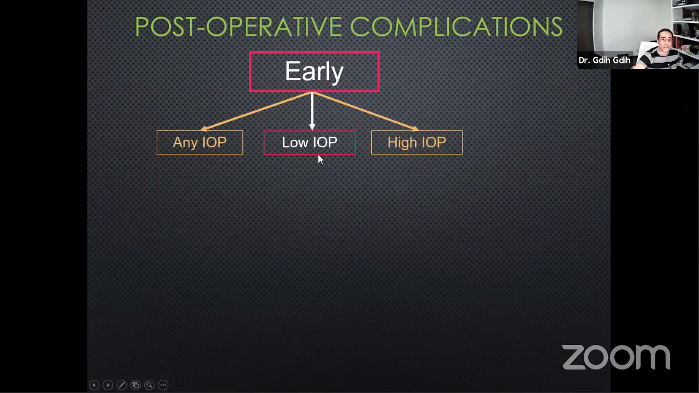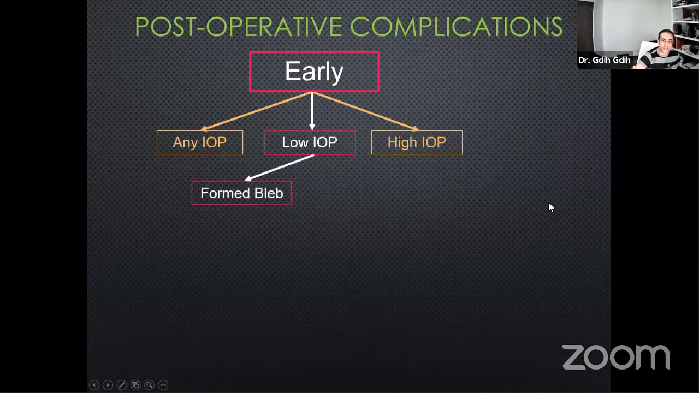Now, early and low intraocular pressure. What can we have as early complication with low intraocular pressure? We can divide them into formed bleb and flat bleb.